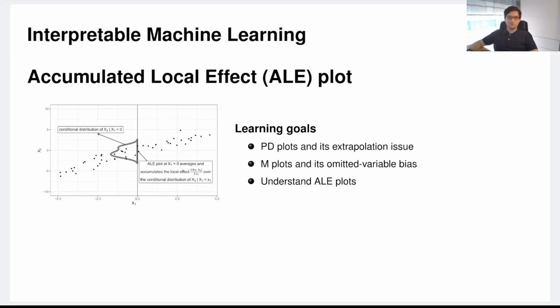So let's introduce accumulated local effects, also known as ALE plots, which are a great visualization tool for feature effect. We will start this chapter by introducing the extrapolation issue the partial dependence plots suffer from, which is a property that is sometimes unwanted. We will look at plots that can get rid of this extrapolation issue, however, introduce omitted variable bias, which is, I would say, a much bigger issue. In the end, we will introduce details of the ALE plot and its estimation procedure and understand them better.